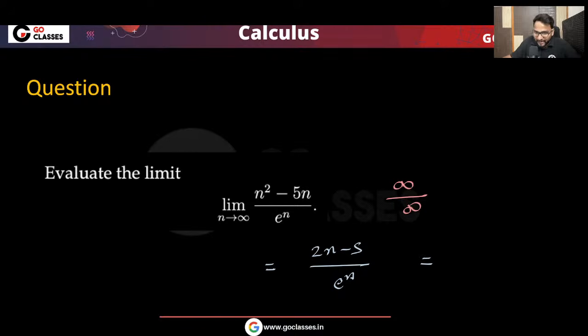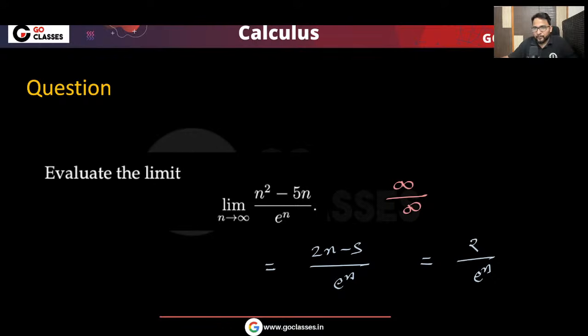Because it is again infinity upon infinity. Now you differentiate again. This is going to be 2 upon e power n. Right. Now tell me, can you differentiate this again? This is not infinity upon infinity. Since it is not infinity upon infinity, you cannot differentiate this again.